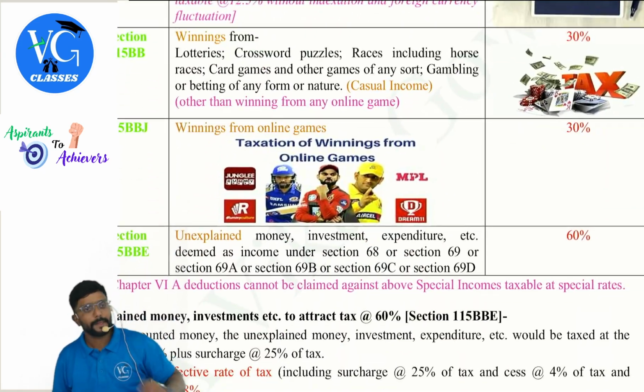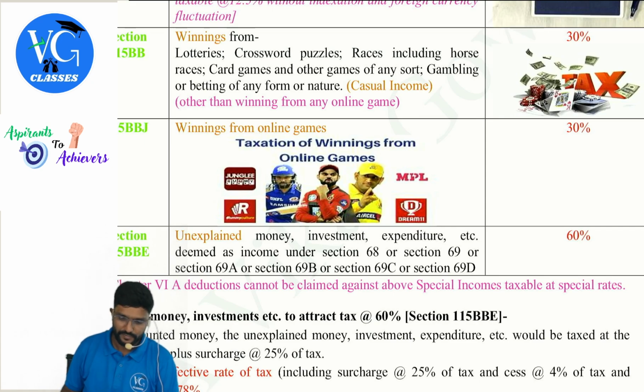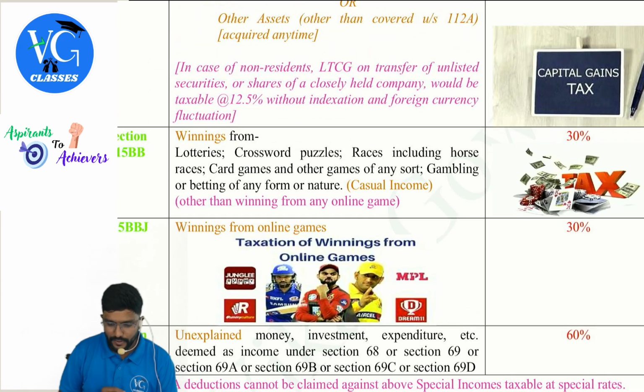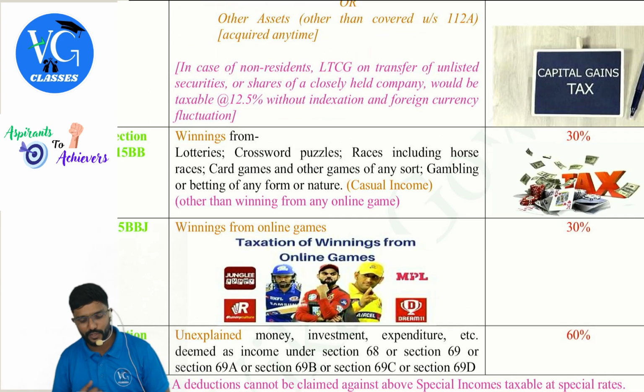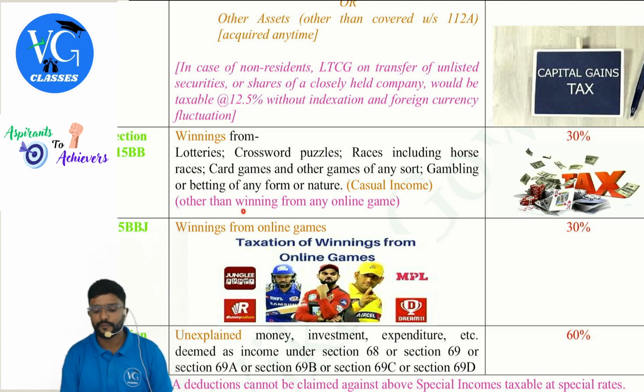Okay, fine. Now coming to section 115BB. Casual income. 115BB as well as 115BBJ both cover casual income. These incomes are taxable under the head other sources, at what rate? 30%. Winnings from lottery, crossword puzzles, races including horse races, card games and other games of any sort, gambling or betting of any form or nature, we call it casual income. But this will not include winnings from online games. Why, sir? Because for winnings from online games, they have added a separate section, 115BBG. Under both sections, the tax rate is 30%.